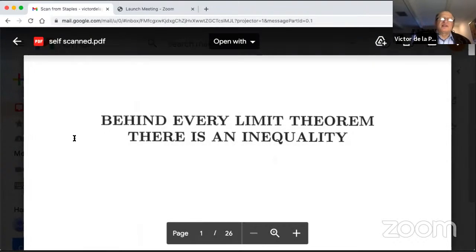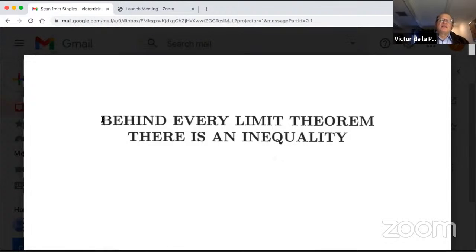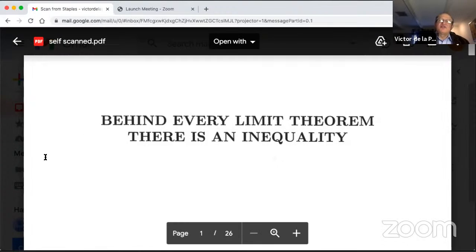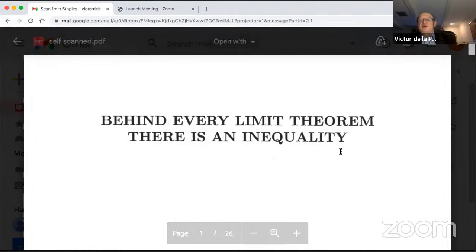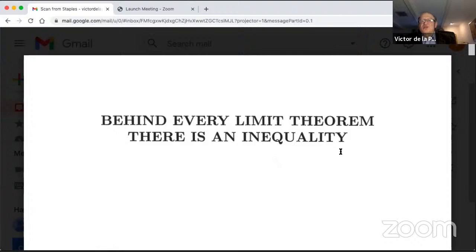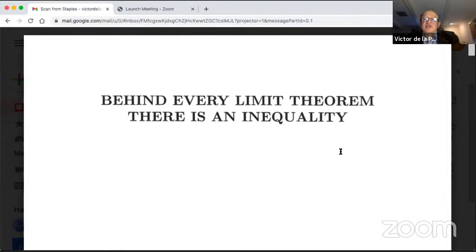So this phrase, I learned this from a famous probabilist called Jo Dube, who basically was the one who inspired me into getting into self-normalization. And the phrase is, behind every limit theorem, there is an inequality. So what we're going to do next is we're going to learn about inequalities, and that can be used for limit theorems. Can somebody suggest who might have said this phrase?